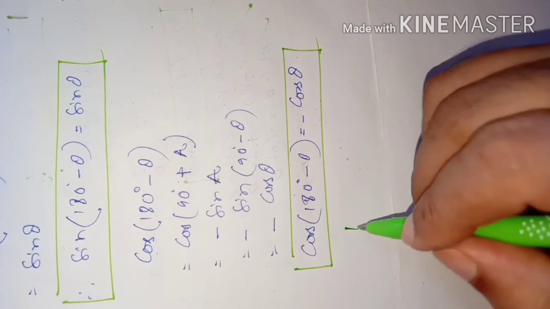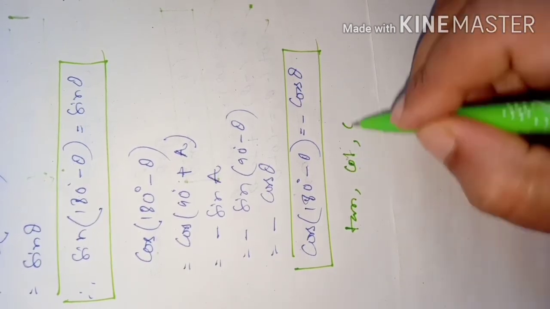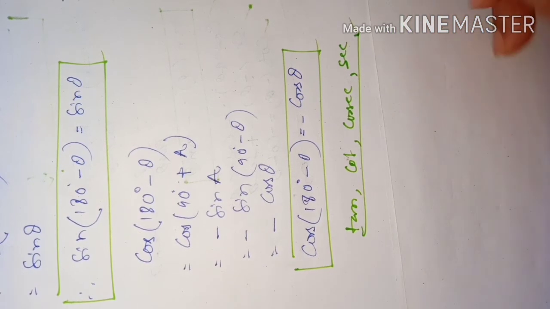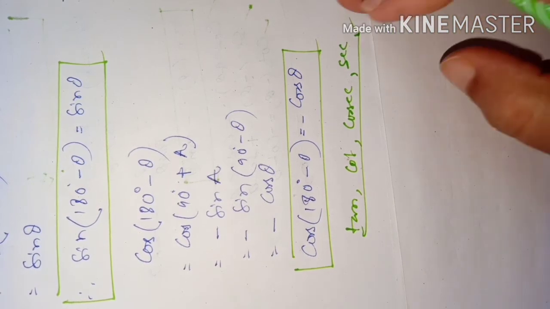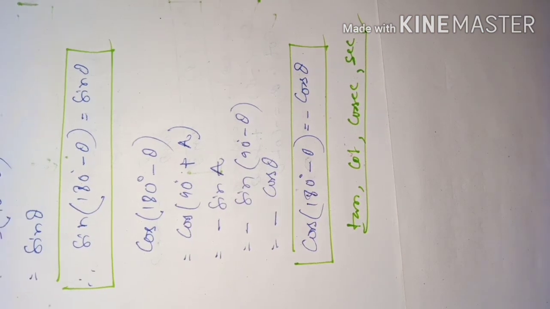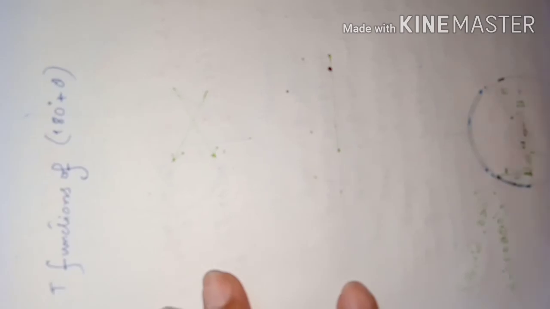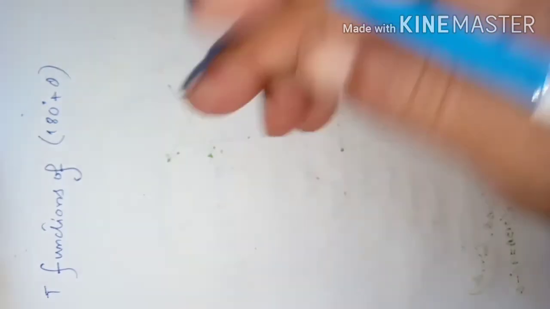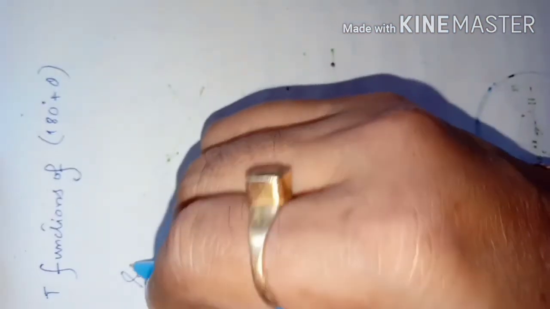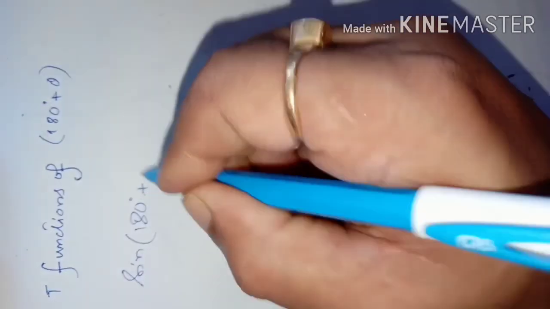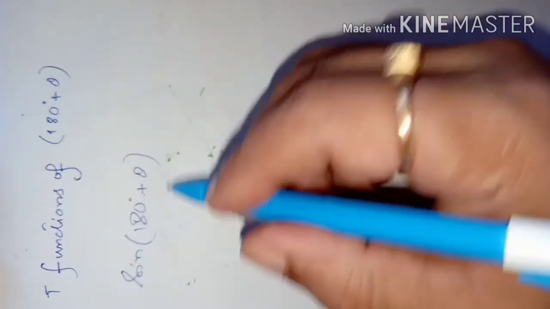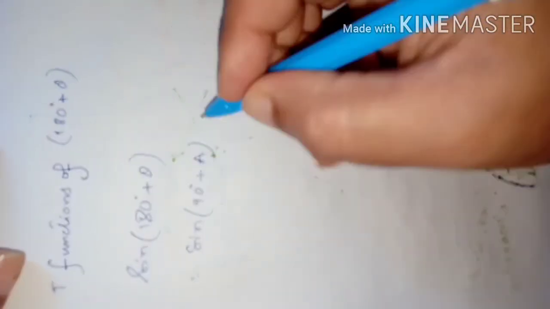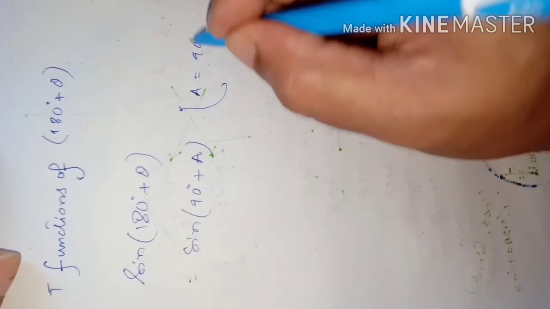So what will be your homework? Tan, cot, cosec, and also sec for 180 minus theta: you find them out using this. Suppose you are given 180 plus theta; then you can proceed the same way. Suppose you are asked to write the t functions of 180 plus theta. Similar process: sine of 180 plus theta. I can express this as 90 plus 90 plus theta, so sine of 90 plus a, where a is equal to 90 plus theta.